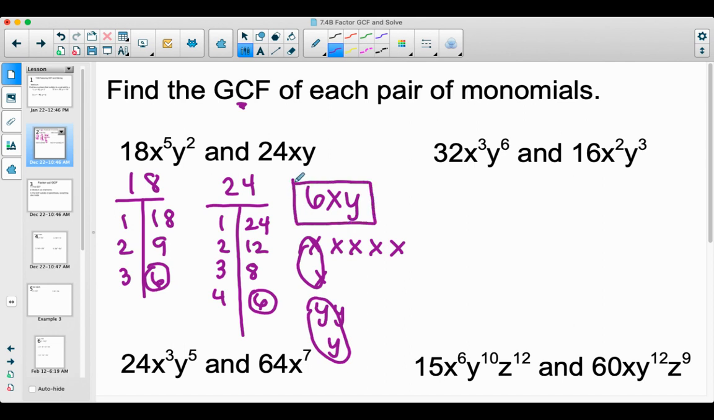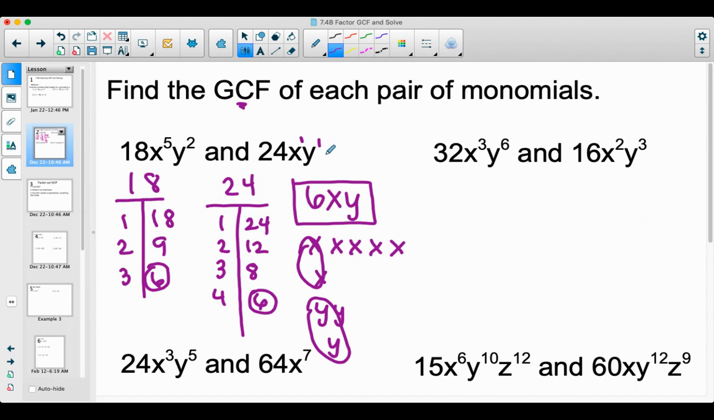A little tidbit for finding your variables: if they both have the variable, it's always going to be the variable that has the smaller exponent. So remember, these are exponents of 1. And so 1 is smaller than 5. So I'm going to take 1. And then 1 is smaller than 2. So we'll take the 1.